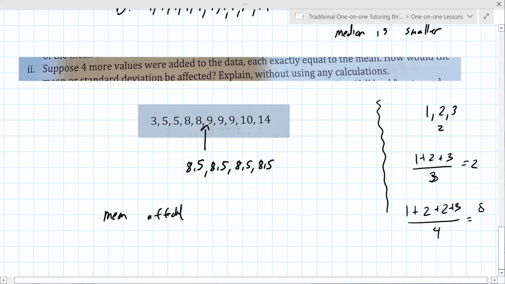Oh, it's the same? It's the same, yeah. So when you add numbers on top of the mean, the mean is not affected. Okay. So that's kind of like a Quizlet type of question. Is not affected.